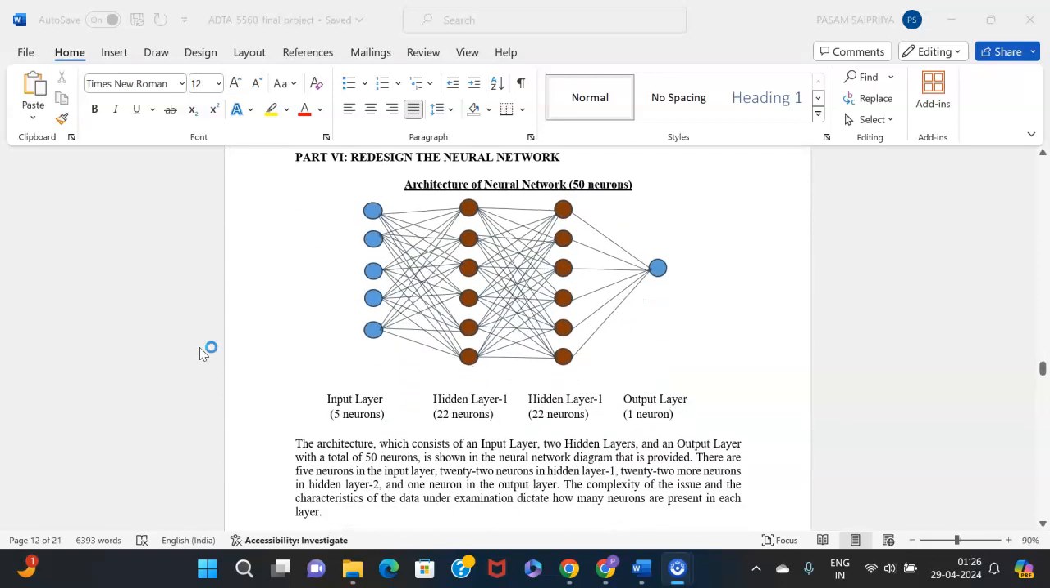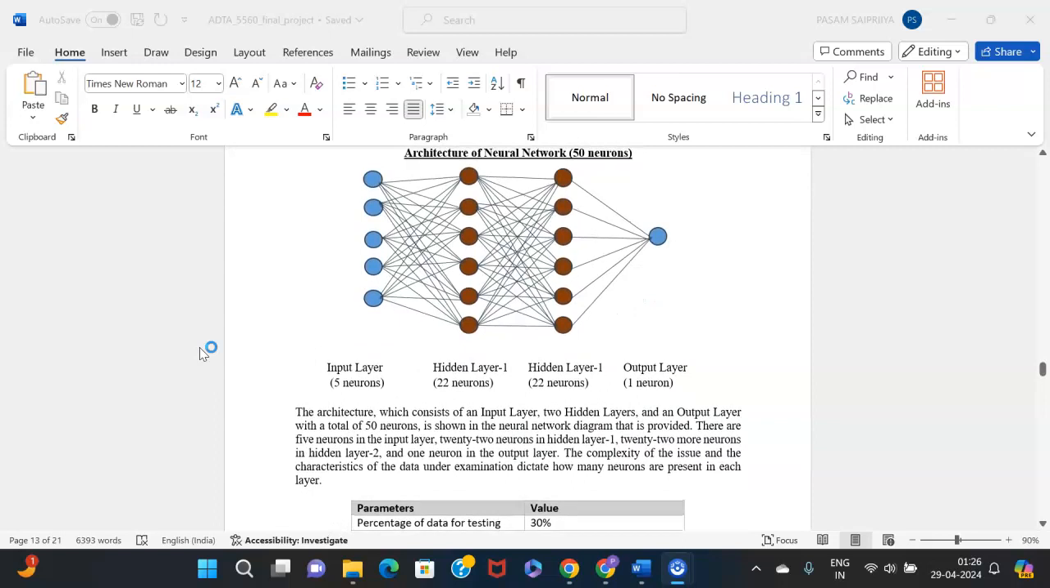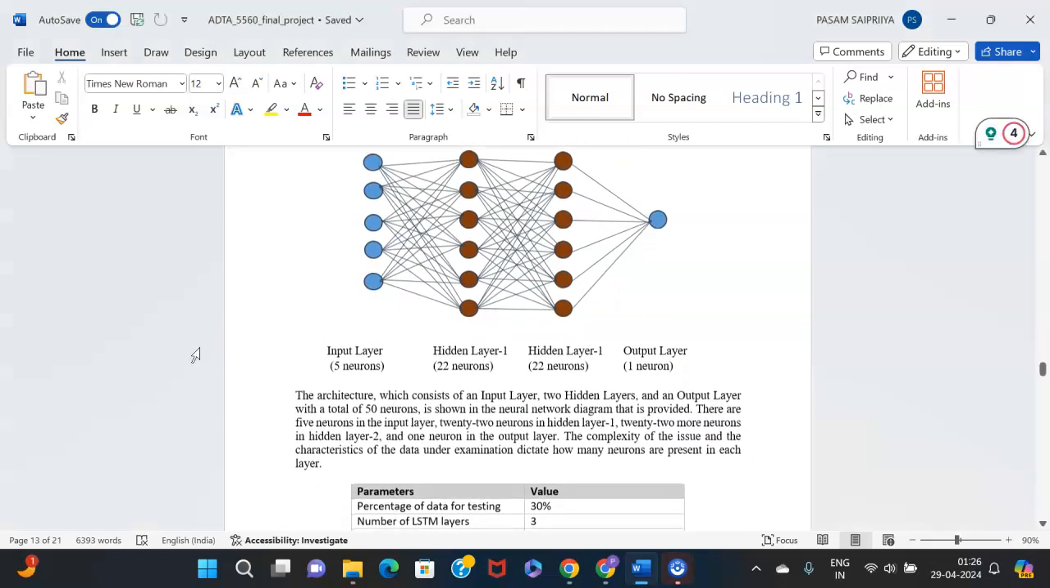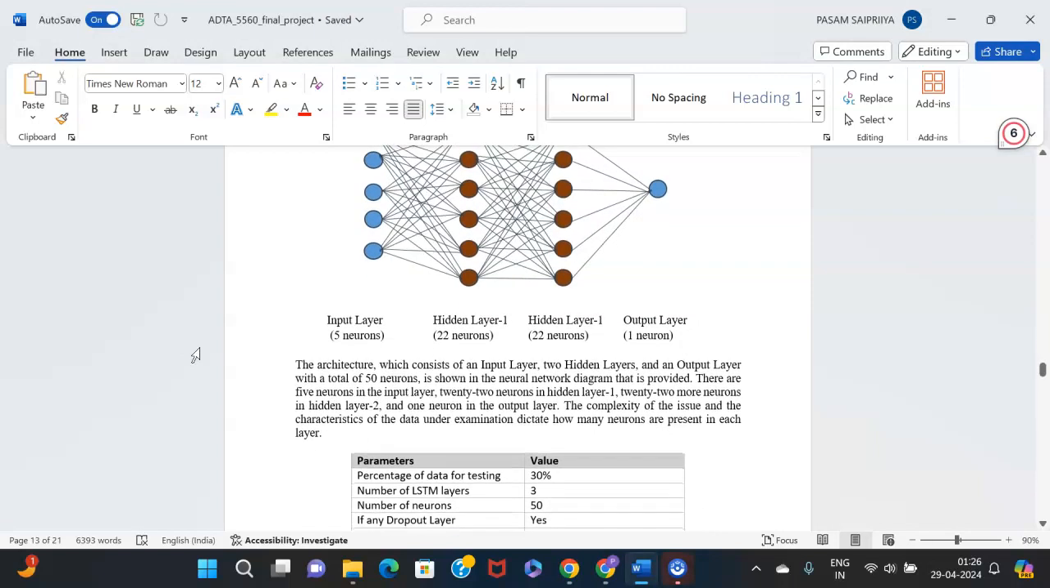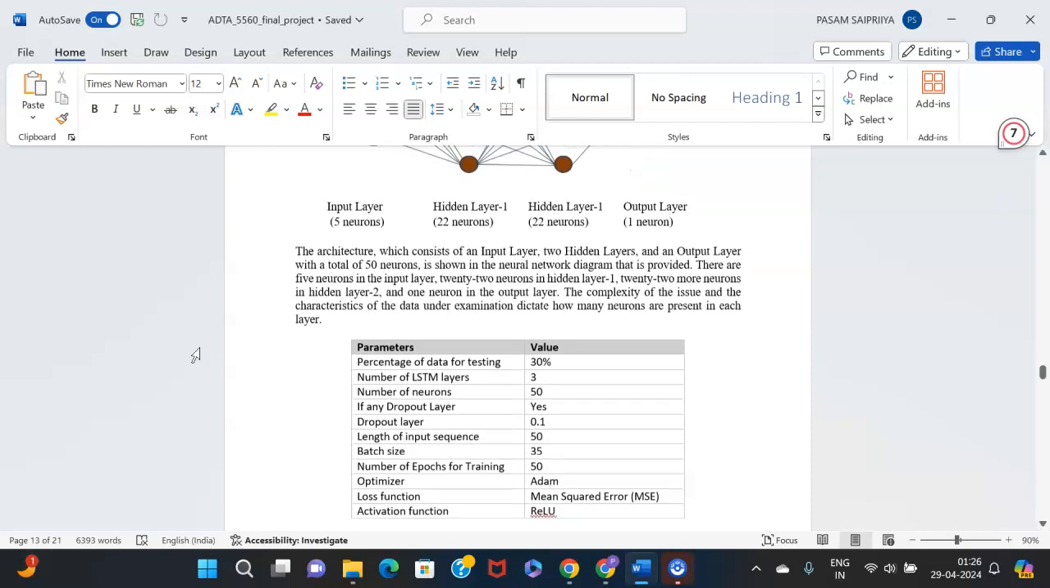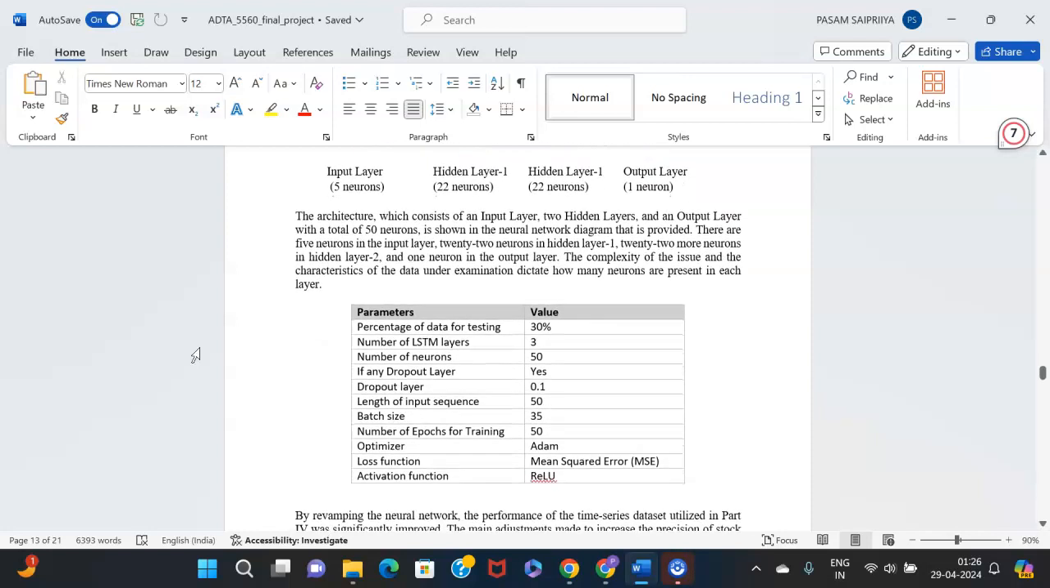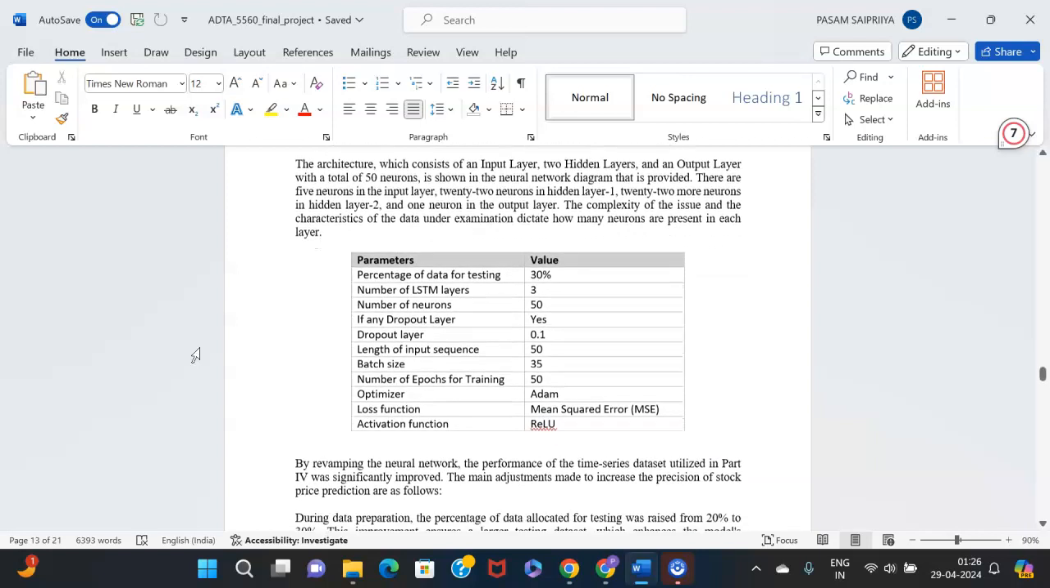Redesign the neural network. This is the diagram of the architecture of a neural network with 15 neurons. It consists of 5 neurons in the input layer, 5 neurons in hidden layer 1, 5 neurons in hidden layer 2, and 1 neuron in the output layer. The architecture, which consists of the input layer of the data under examination, dictates how many neurons are present in each layer.